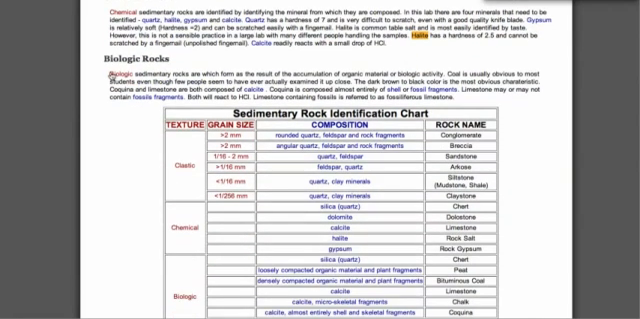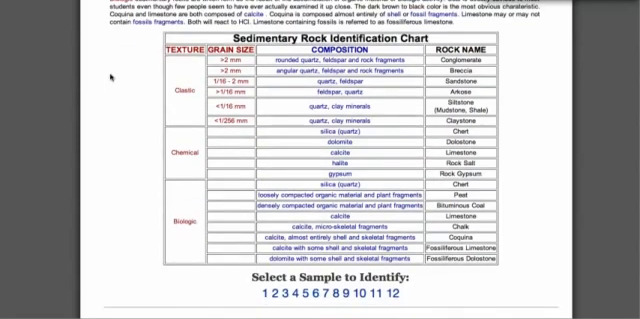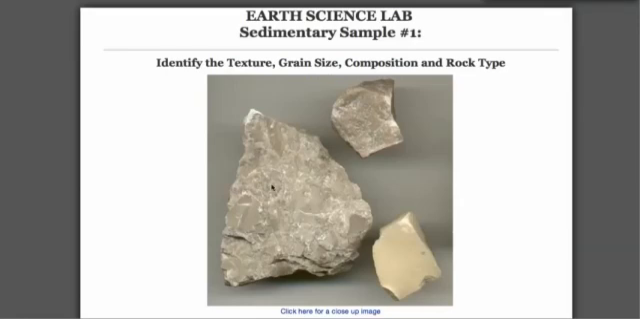Biologic rocks form from compacted shells, fossils, or very small little pieces of diatoms that are in the ocean. Here's your identification chart: texture, grain size, composition, and rock name. Let's start. Let's go through these really quickly.